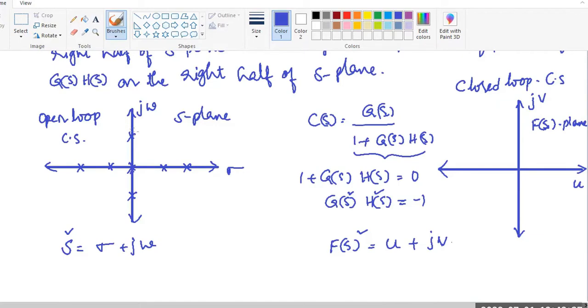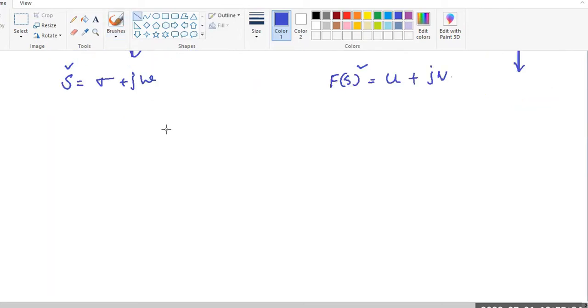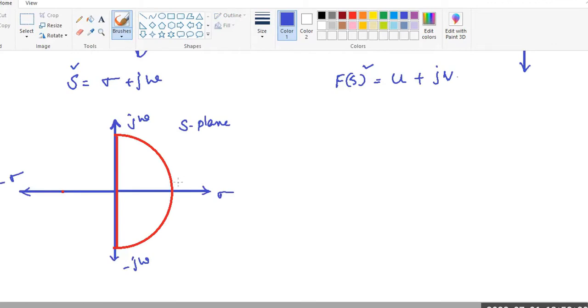So that is why we need to consider a contour in the S plane, so that we can map a plot in the F of s plane. So we need to take a contour on the S plane. Corresponding to this contour, we need to map another contour on the F of s plane, which is known as the Nyquist plot. So let us take a contour on the S plane. This is nothing but a contour, which is known as the Nyquist contour in the S plane.